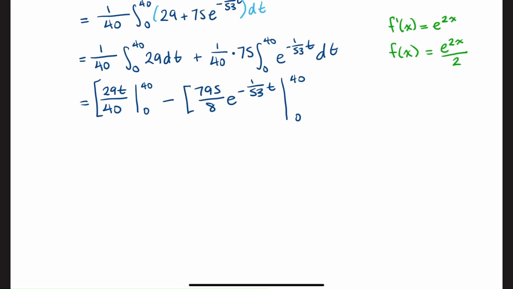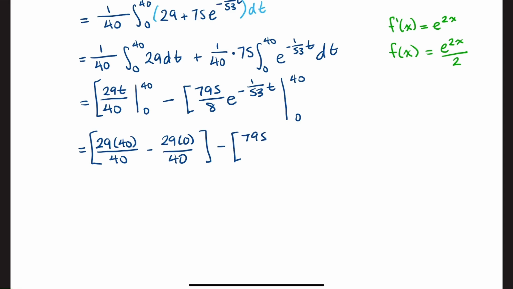So let's go ahead and do this now. So we have 29 multiplied by 40 divided by 40 minus 29 multiplied by 0 divided by 40. And then we have 795 divided by 8 multiplied by e to the negative 1 over 53 times 40. And then minus 795 divided by 8 e to the negative 1 over 53 multiplied by 0.